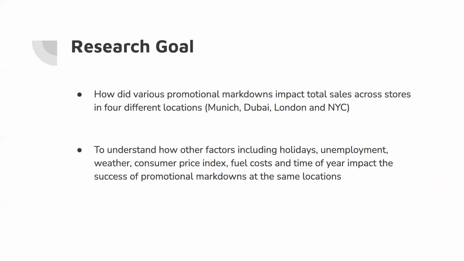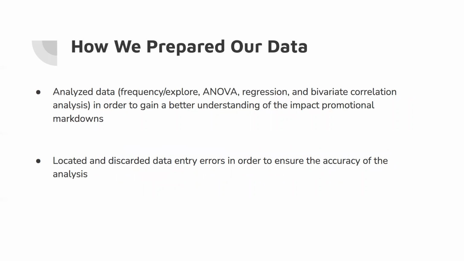Looking at the 4 locations in Munich, Dubai, London, and New York, we needed clarity around how the varying markdowns impacted total sales. Also, we needed a clearer understanding of other factors that may have impacted total sales, such as holidays, unemployment, weather, consumer price index, etc. We looked at these from the perspective of what the total overall burden on the promotional markdowns was across these locations when these impactors were negatively visible.